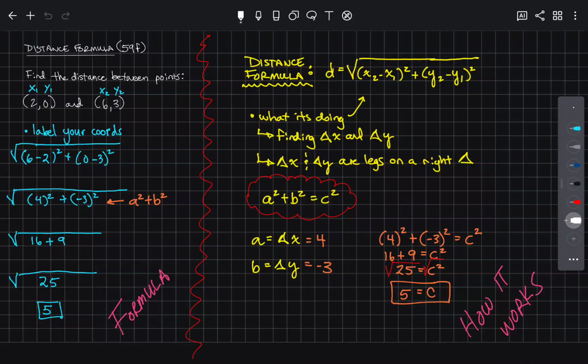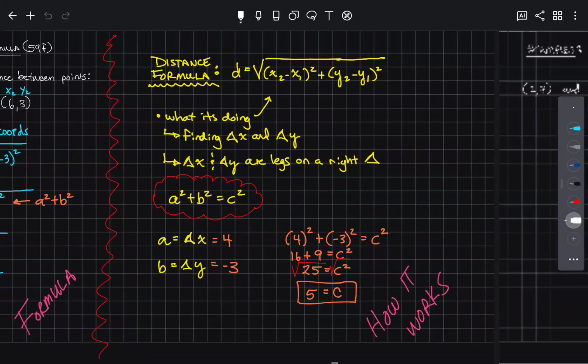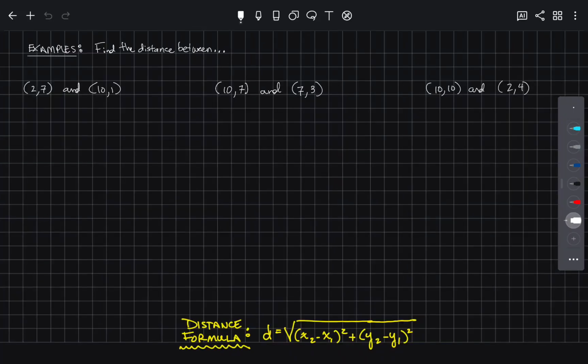The formula always works. I'm going to be using the formula through the examples. So I went ahead and included the formula down there. That'll always be included for you on your reference materials. So we always start by labeling our x and y values: x1, y1, x2, y2. That way we're not making any simple mistakes.